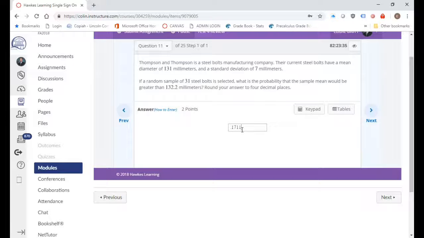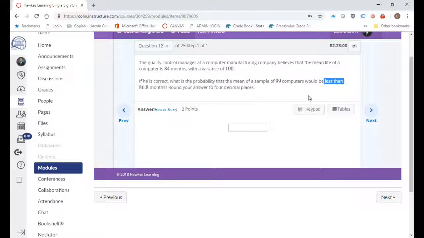So moving on to number 12. We're given a mean life of a computer is 84 months with a variance of 100. Again, anytime we have the variance, I'd go ahead and find the standard deviation. If he is correct, what is the probability that the mean of a sample of 99 computers would be less than, our first less than problem, hooray, less than 86.8 months.